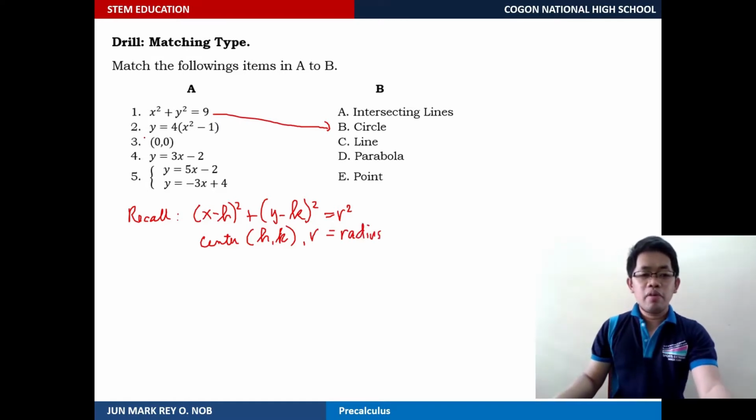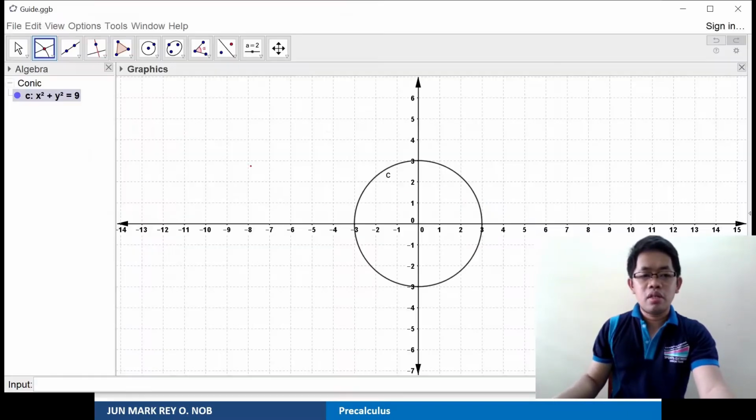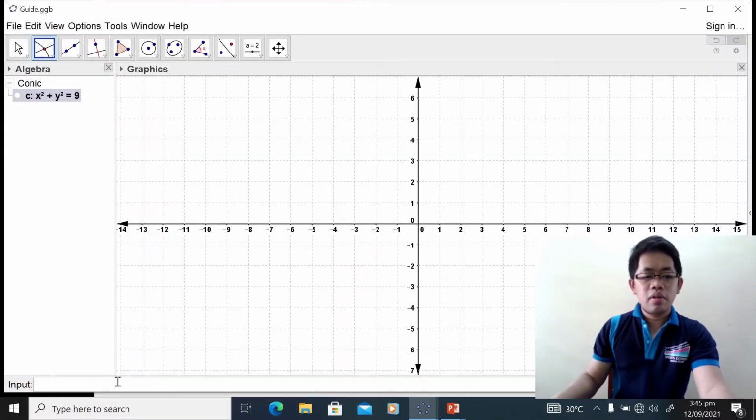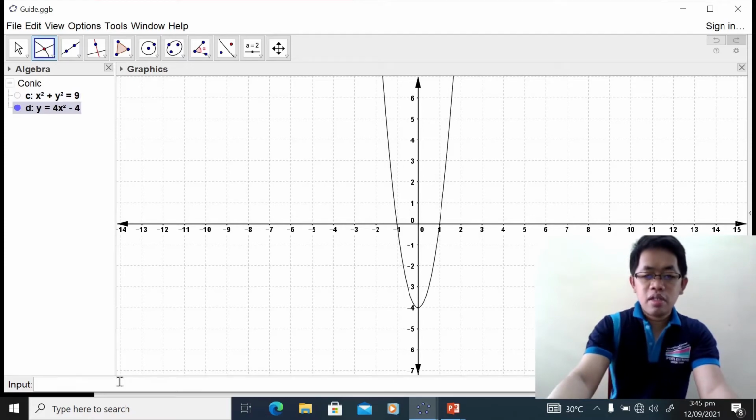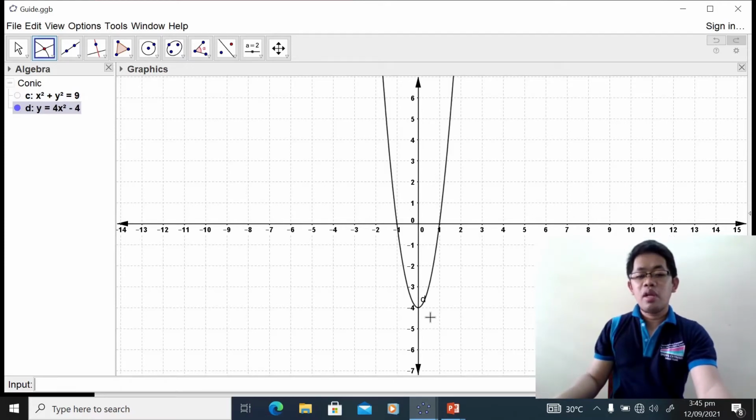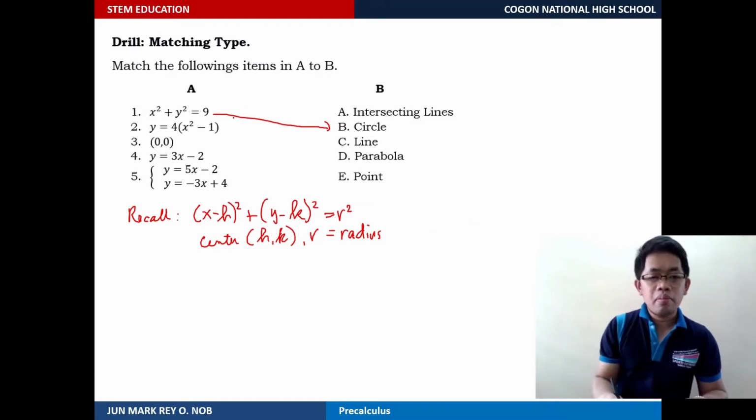Now number 2, we have y is equal to 4 times the quantity x squared minus 1. So we have here a parabola that opens upward. So for number 2, we have a parabola.